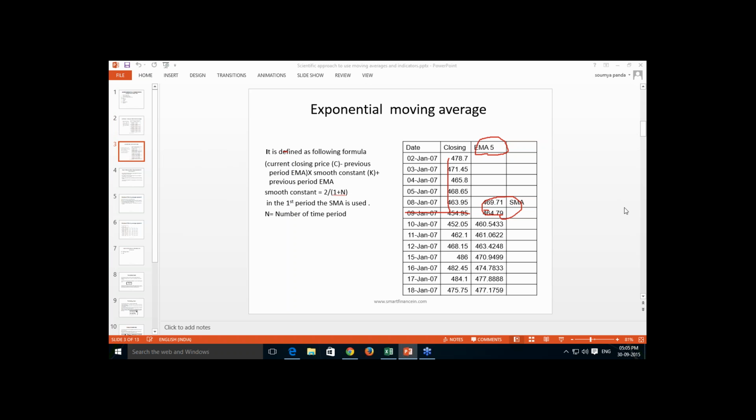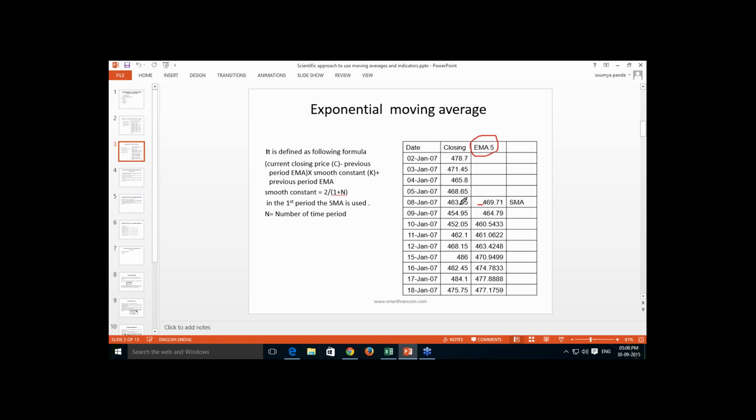Whenever we go for the exponential moving average, the approach changes a little. First we have to find a simple moving average. Suppose we are going to find a 5-period exponential moving average with the data available in hand. The first average will be a simple moving average, because we add 5 periods and divide by 5. Then, for the next day onwards, we have to use a formula.